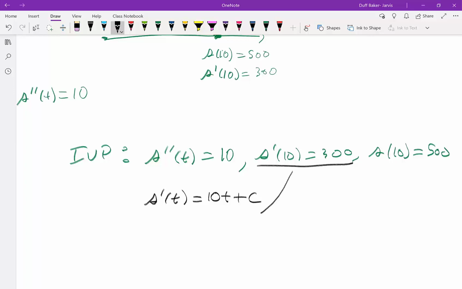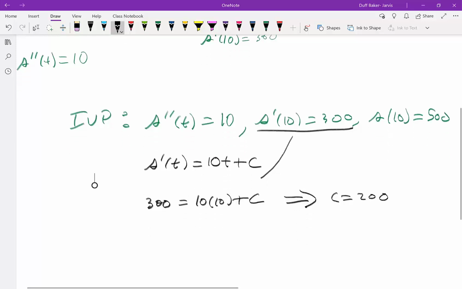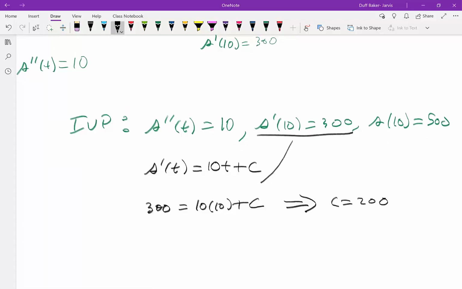But if we use this, this says that 300 equals 10 times 10 plus c. If you solve that for c, 10 times 10 is 100, so c is 200. Throw that back in. It's 10t plus 200. So now we know that the velocity at all moments in time was this equation.